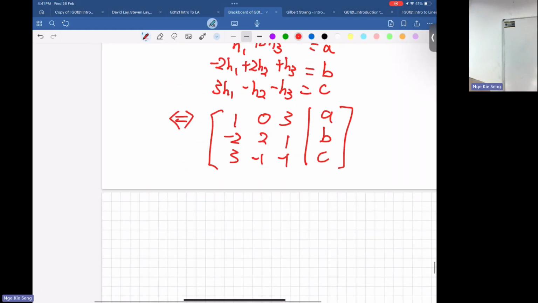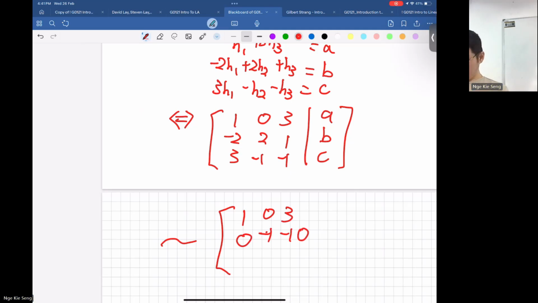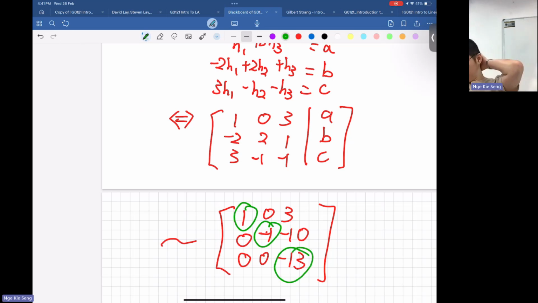Okay. So I don't want to do this in class. So you can go back and check. You should get this REF. So we really get a pivot in every row. Also, you can see that if I substitute A equals 0, B equals 0, C equals 0, this also explains the linear independence, because we have a pivot in every column.